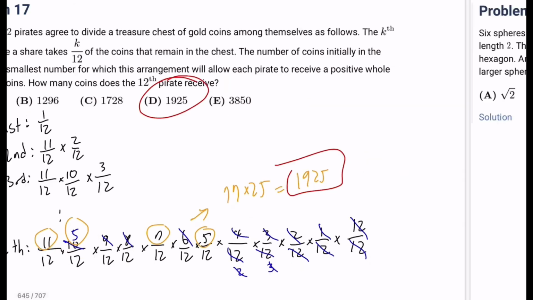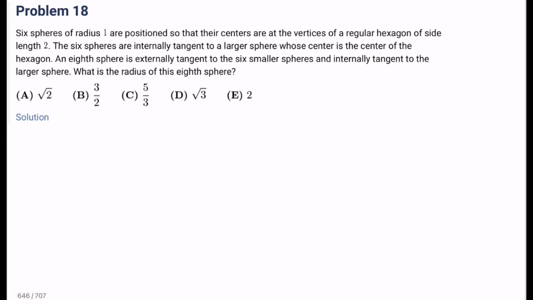It's D. Number 18. 6 spheres of radius 1 are positioned so that their centers are at the vertices of a regular hexagon of side length 2. The 6 spheres are internally tangent to a larger sphere whose center is the center of the hexagon. An 8th sphere is externally tangent to the 6 smaller spheres and internally tangent to the larger sphere. What is the radius of this 8th sphere?